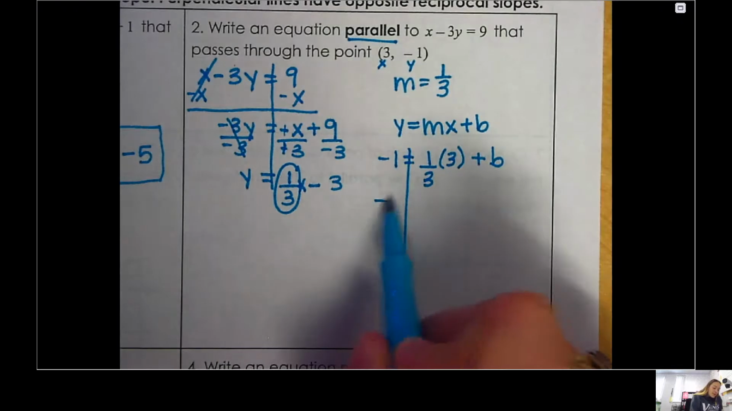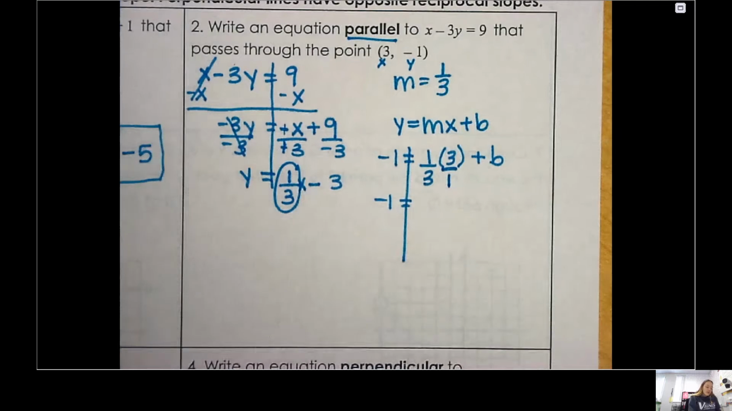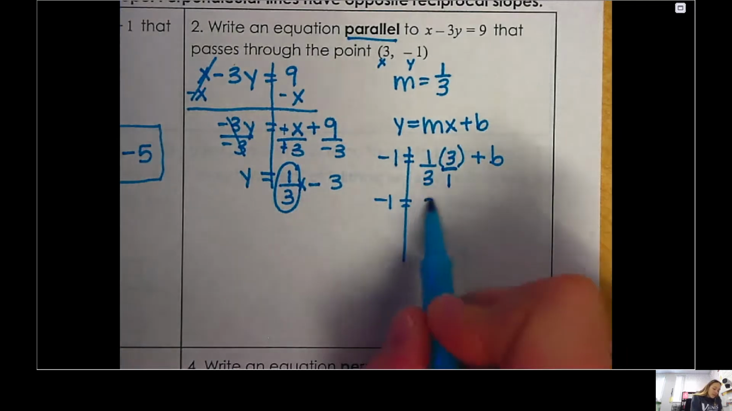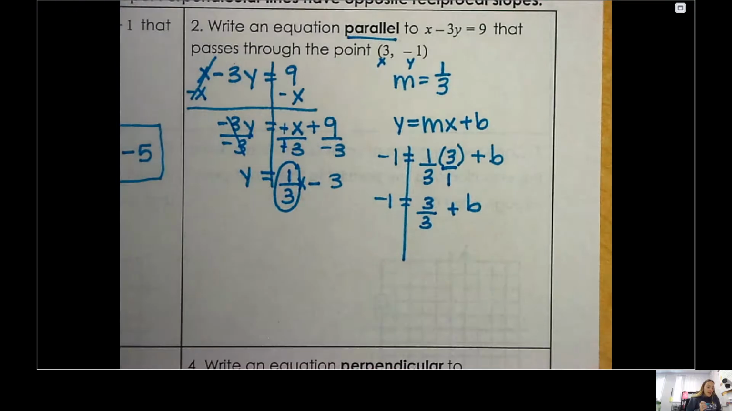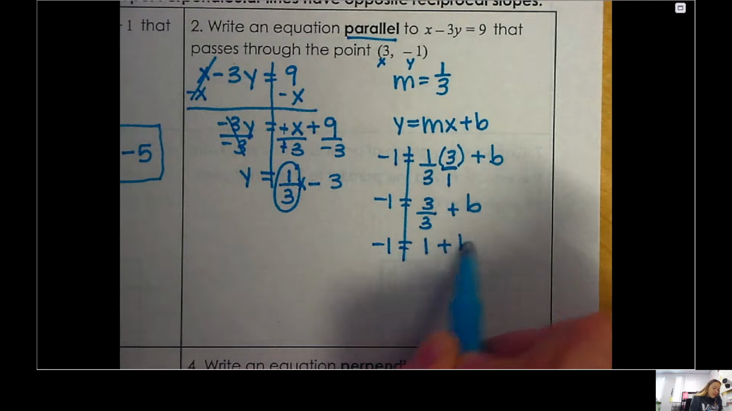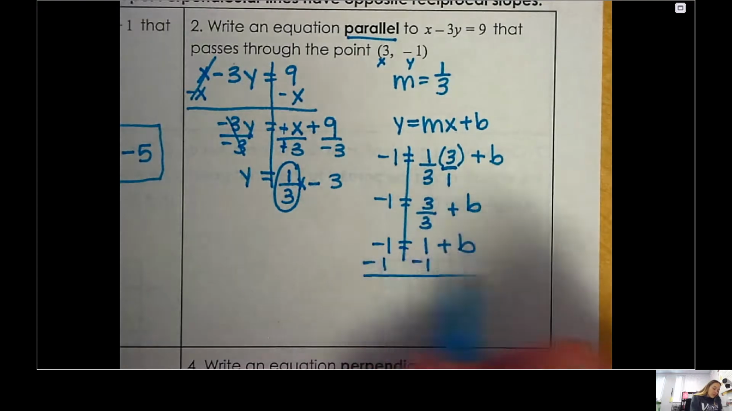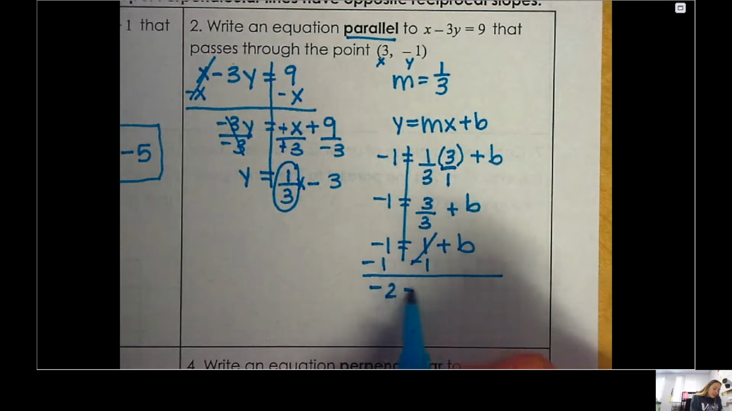So I bring my negative 1 down. I'm going to put the 3 over a 1 so that it's a fraction. So 1 times 3 is 3. 3 times 1 is 3 plus b. This fraction, I'm going to reduce it. 3 divided by 3 is 1. And then to get the b all by itself, I subtract the 1 from both sides. So my b value is negative 2.